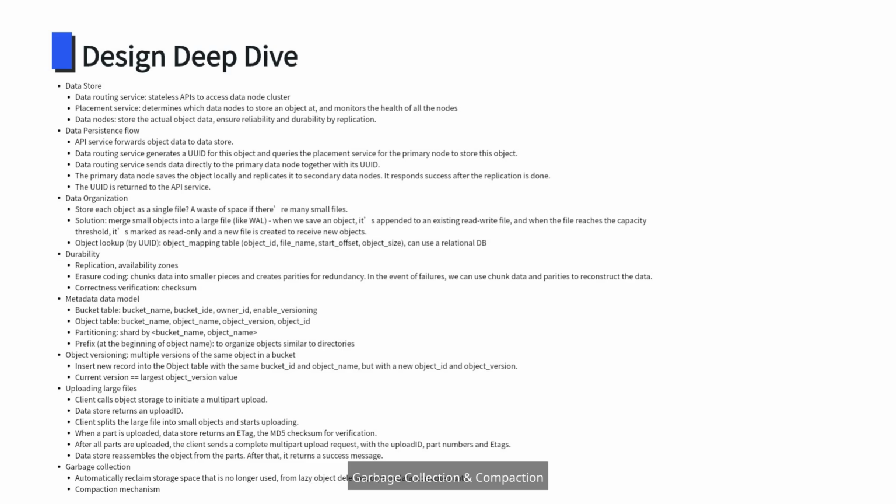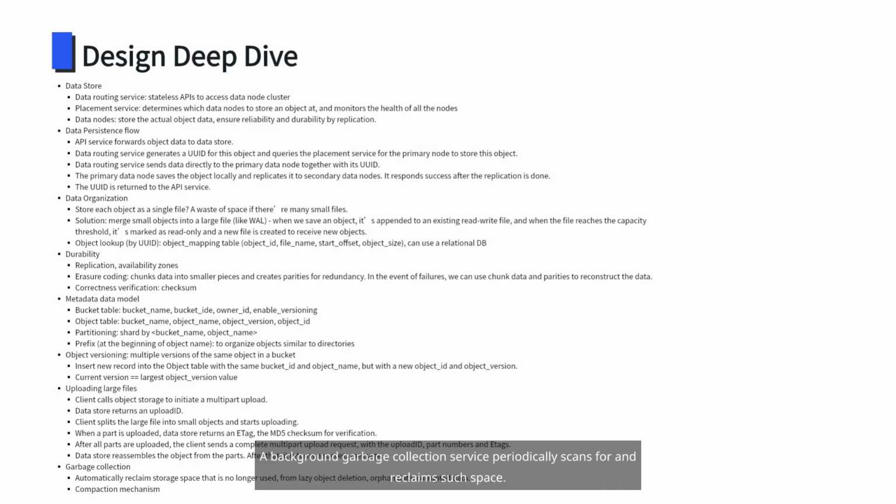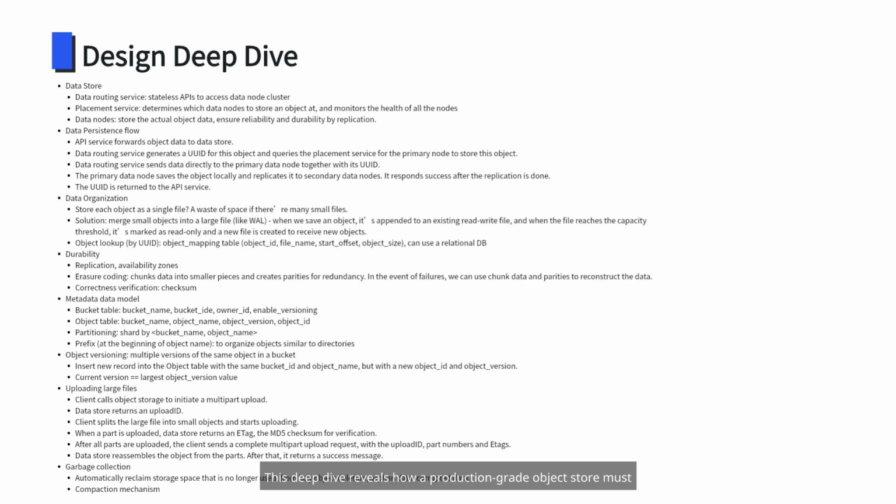6. Garbage collection and compaction. Finally, we must clean up unused storage. Lazy deletions, incomplete uploads, or crashed writes may leave orphaned data. A background garbage collection service periodically scans for and reclaims such space. We also run a compaction process to merge fragmented files and reclaim capacity, especially in WAL-based storage. This deep dive reveals how a production-grade object store must balance performance, cost efficiency, and strong durability guarantees, especially at the scale of billions of objects.